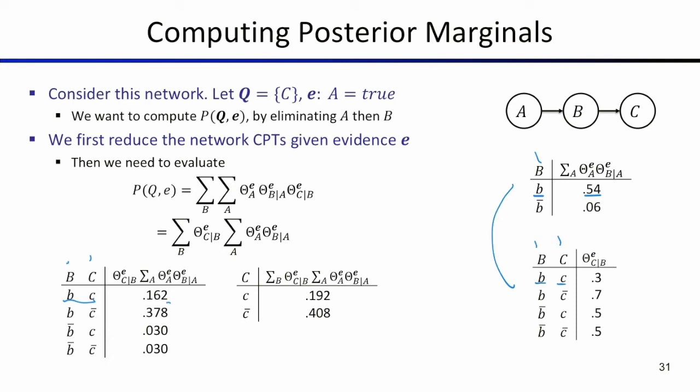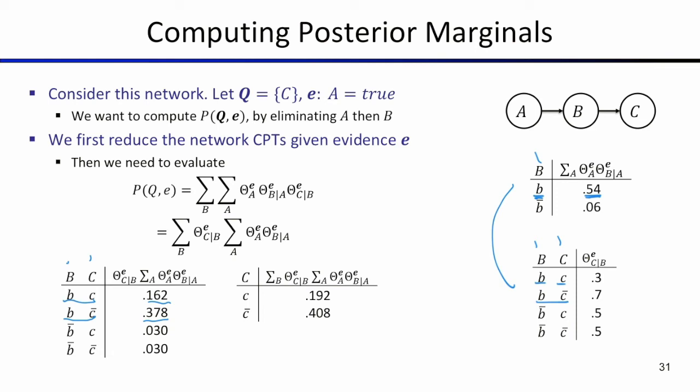The result is 0.162. I will multiply for this entry here, B and so I have a B here, 0.54, and B and not C here, 0.7. The result is 0.378. And I continue doing that for all possible instantiations of B and C.